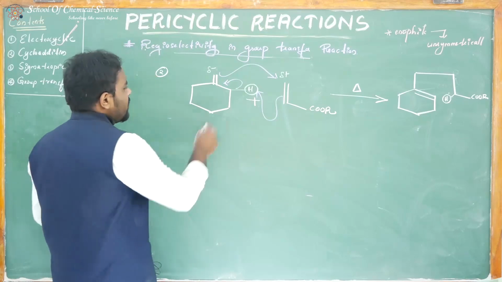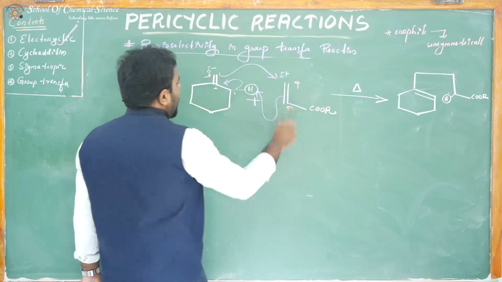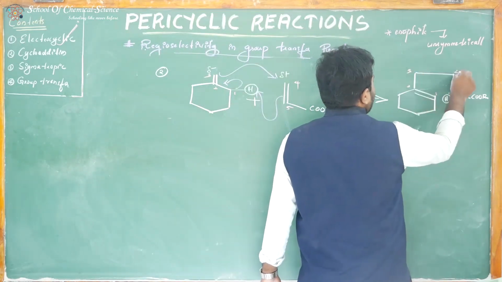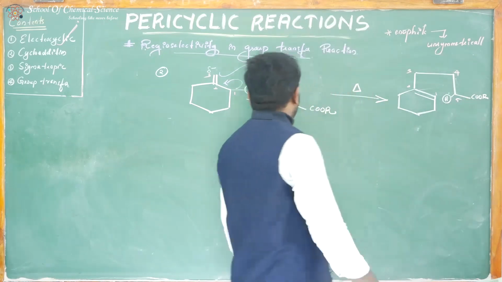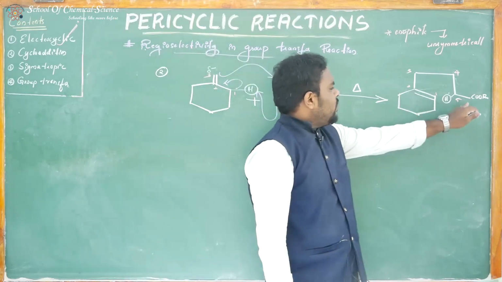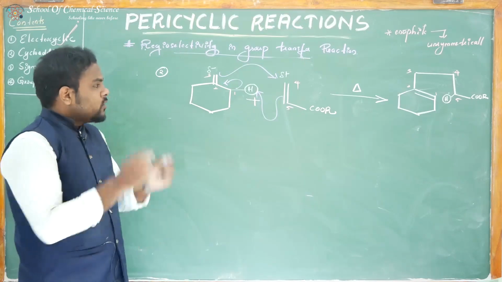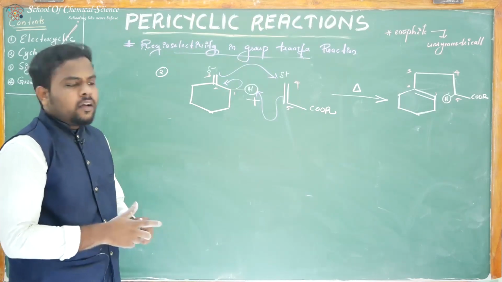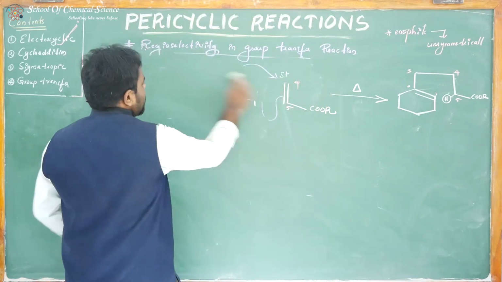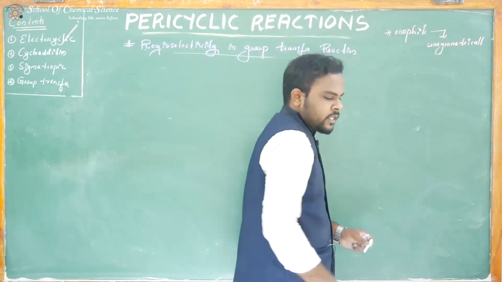Clear? You can give a number system 1, 2, 3, 4, 5. Here also it's 1, 2, 3, 4, 5. Between 1 and 2 a pi bond is there. 3 is connected to 4. At carbon number 5 a COOR, and hydrogen is transferred to carbon number 5. So that will be your product. So this will be the regioselectivity of the reaction. Okay, the next question. Third question.